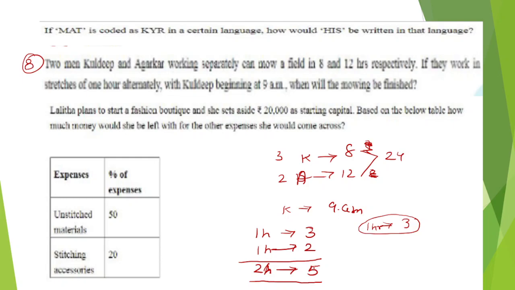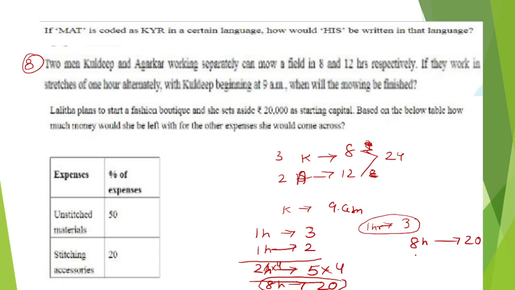Okay, so our total work is 24. If I multiply here by 4 and here by 4 also, the work will be 5 into 4, 20, and 2 into 4, 8. In 8 hours the total work completed will be 20. Now let us put it here: 20 work has been completed till now.